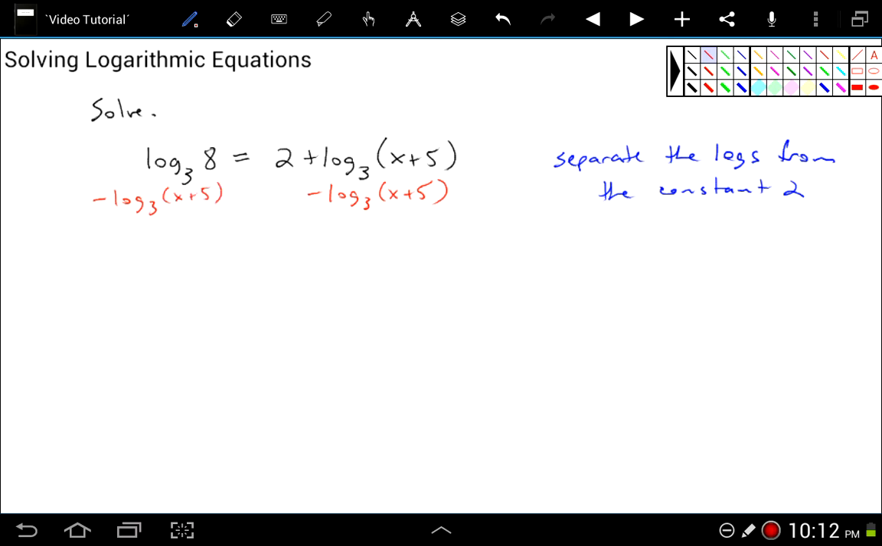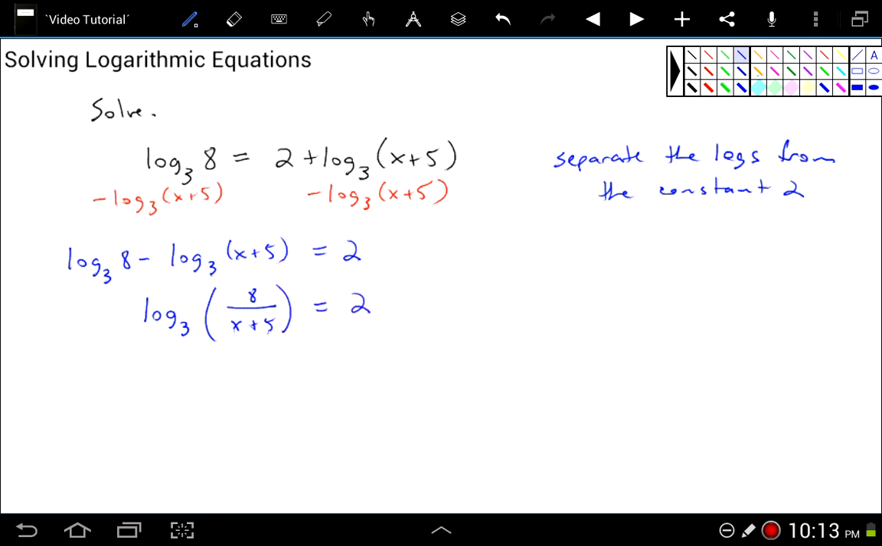So on the right side, that leaves just 2. On the left side, we have log base 3 of 8 minus log base 3 of x plus 5. Now, still on the left side, I don't have a single logarithm, so I can't undo it yet. However, we know a way to make two logarithms into one logarithm by using log laws, or properties. We know that subtraction of two logarithms becomes division when you combine them into one logarithm. So this ends up being log base 3 of 8 divided by x plus 5 equals 2.